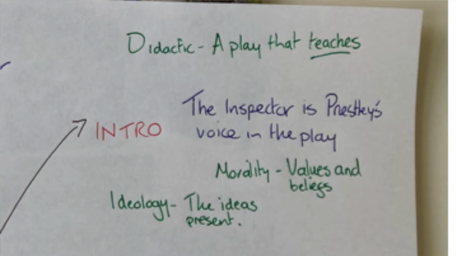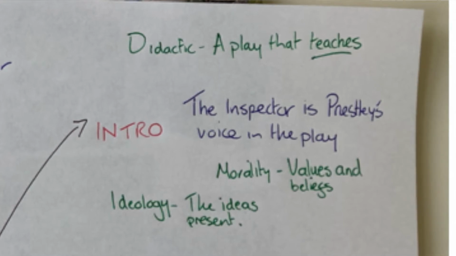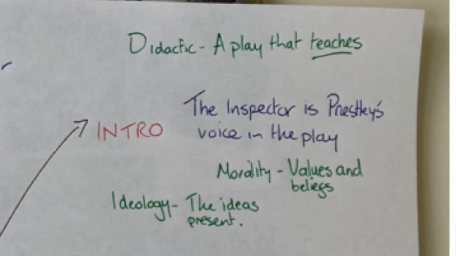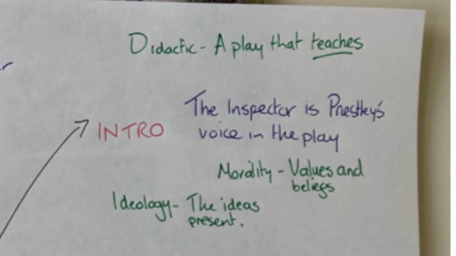So in my introduction, what I'll be trying to do is introduce the idea that within this crime text, within the play that we have here, Priestley is trying to impose his values, his message, his morality and his beliefs on us as an audience through the crime, in inverted commas, that occurs.